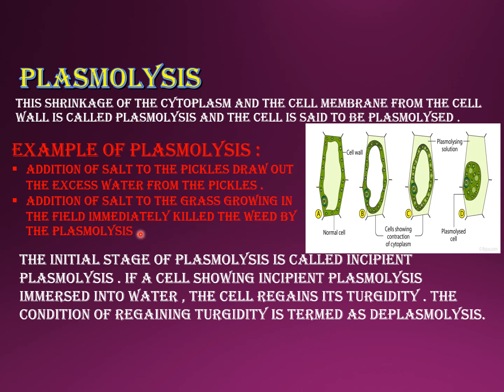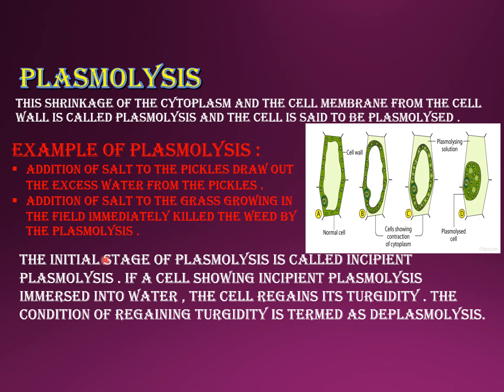Now initially when it starts plasmolyzing, we call it incipient plasmolysis. When this incipient plasmolysis continues, later it completely undergoes plasmolysis, because see, the cell membrane is completely shrinking towards the center. You can see it clearly here. From the cell wall it is detached and it has formed a mass over here. We call such a cell a plasmolyzed cell.